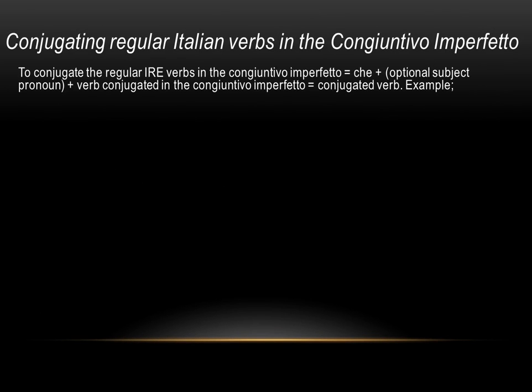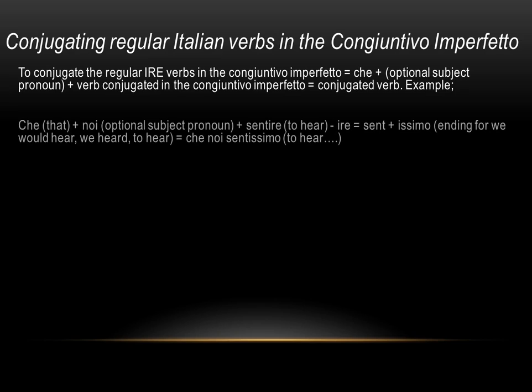Okay, now let's look at the IRE verbs. We have the che plus the pronoun plus the verb conjugated in the congiuntivo imperfetto. So we have che plus noi plus sentire, to hear, minus ire equals sent, plus isimo. Okay, remember for parlare we had assimo, for vedere we had essimo, now for sentire we have isimo. The ending for we would hear, we heard, or to hear.